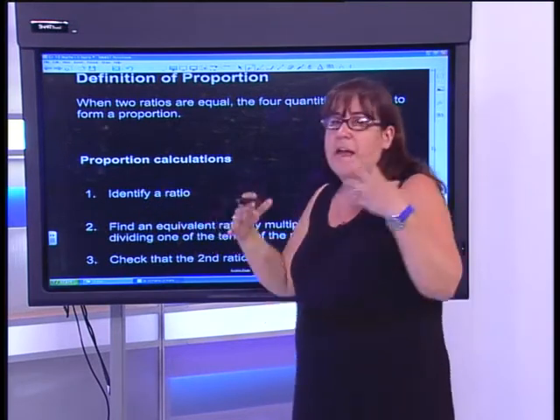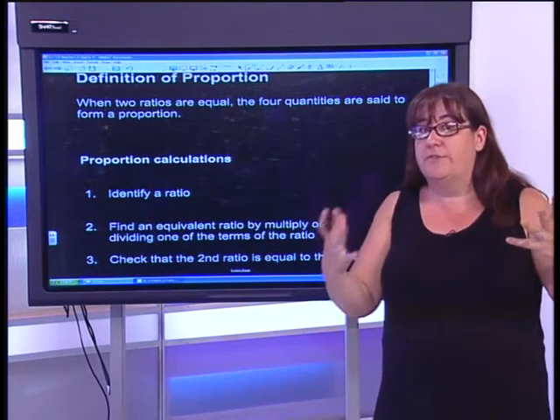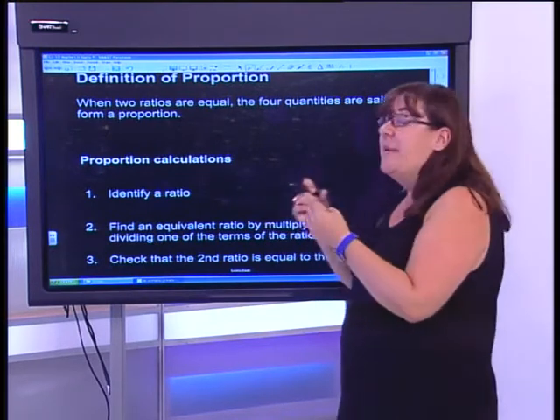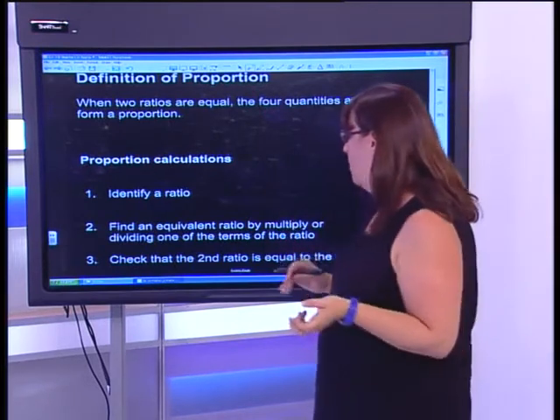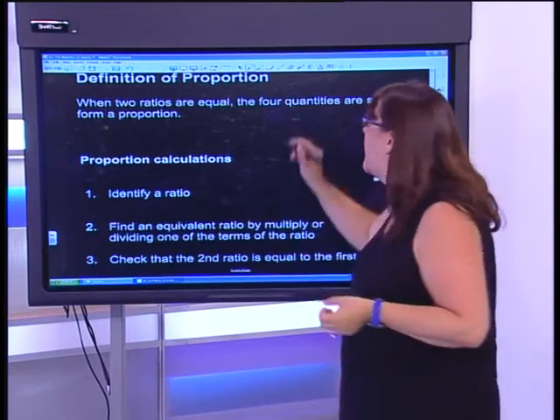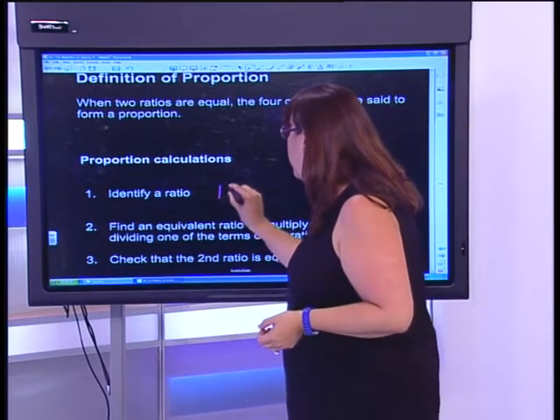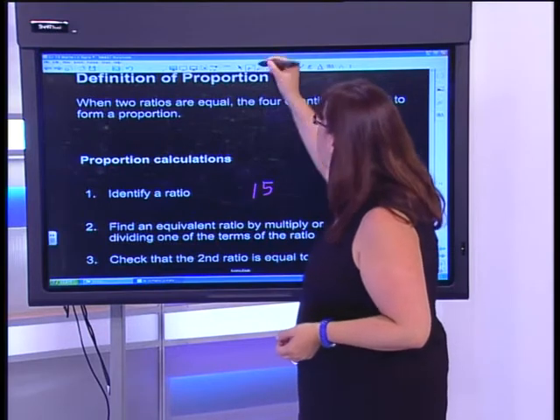First of all, we need to identify the ratio. Like our last example, we had two different values of boys and girls. Now I could actually have simplified it, or I could have carried on the question, which I will do in a few moments. So first of all, we identify the ratio. Our ratio was 18 to 15. And I should have put my boys as green. I should carry on with my boys in green.